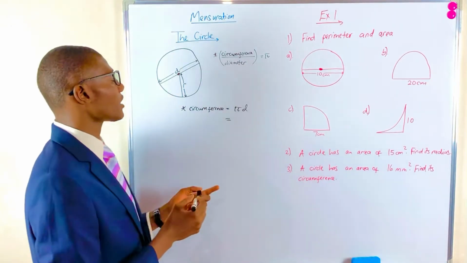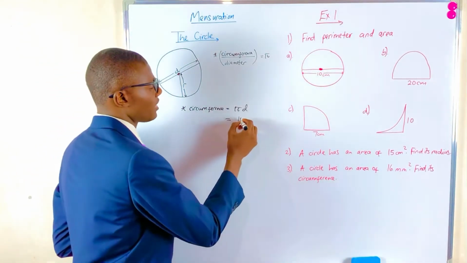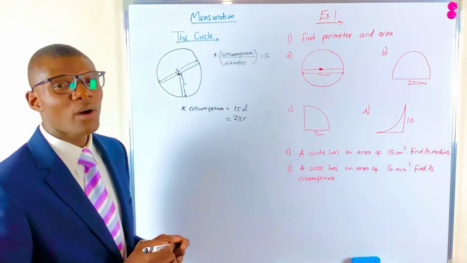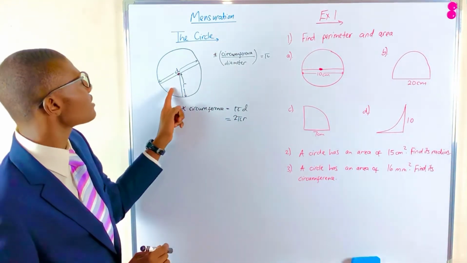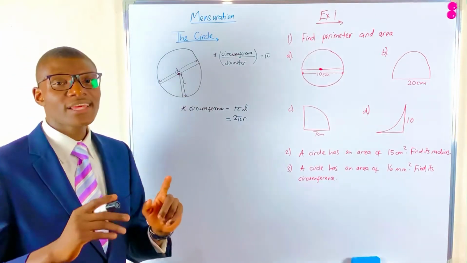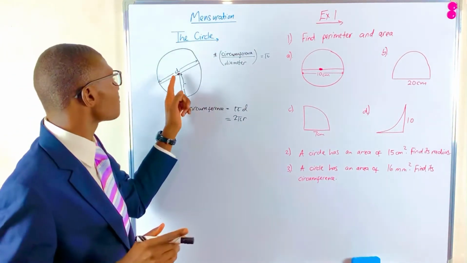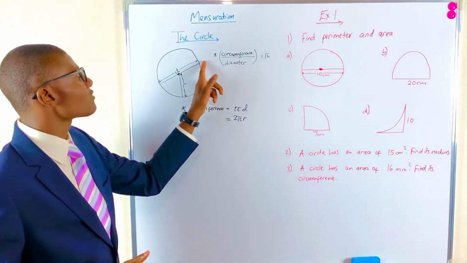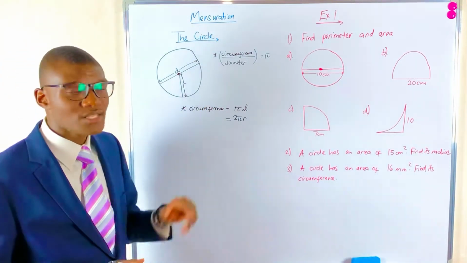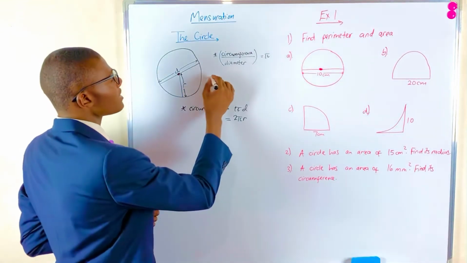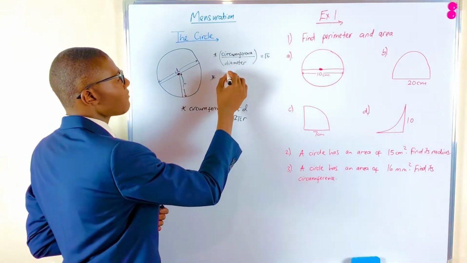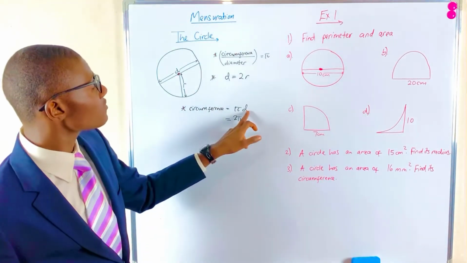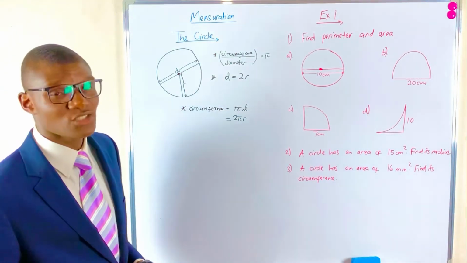Or we can get the circumference as 2 pi r. Why 2 pi r? If you take a look at this relationship, the radius is from the center to the circumference, and the diameter is from circumference to circumference through the center. So this implies that the diameter is twice the radius. So in place of d, if you put 2r, we get 2 pi r.